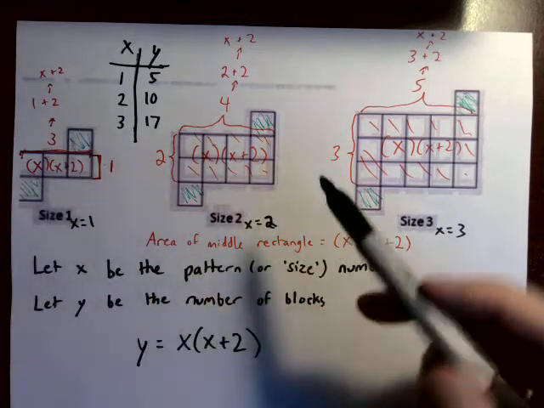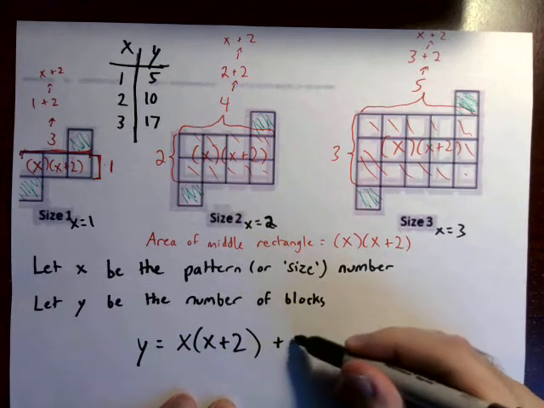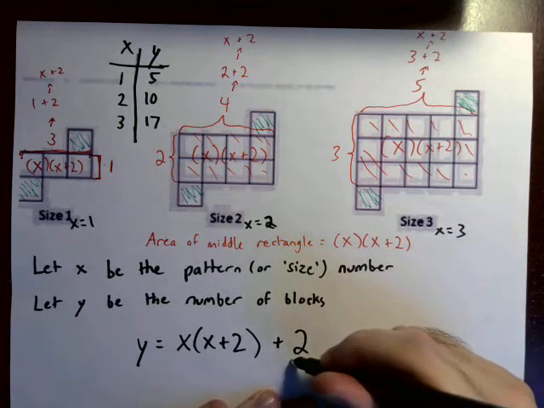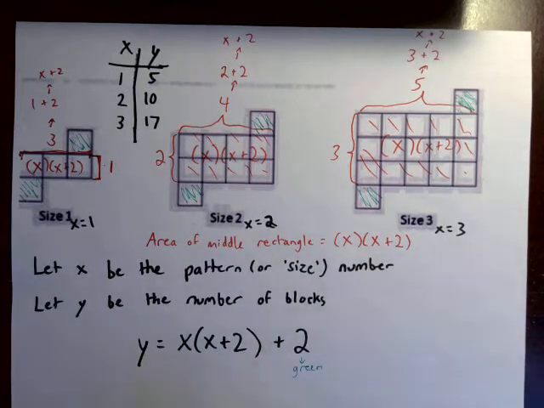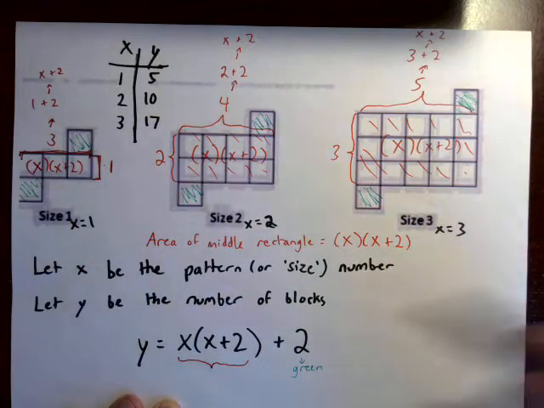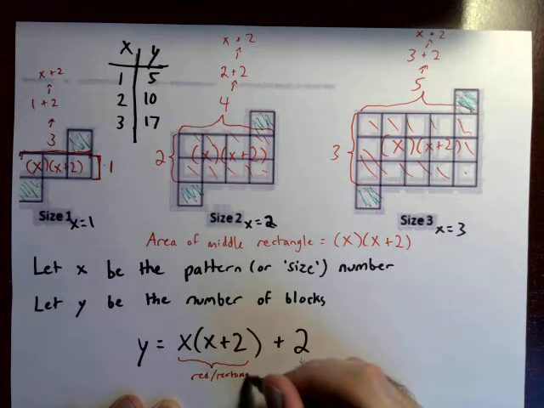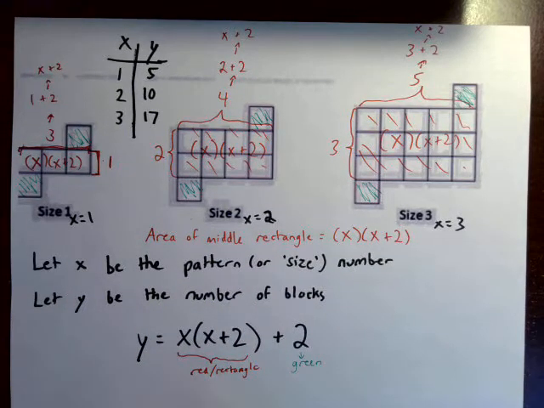And then in each pattern, we also have one block added on top and then one block added to the bottom. So that would be plus 2. And in terms of how we're getting that, we're getting the blocks that I shaded in green. That gives us the plus 2. And then the areas of the rectangles in the middle, that's how we get the x times x plus 2. So there would be our equation. Y equals x times x plus 2 plus 2.